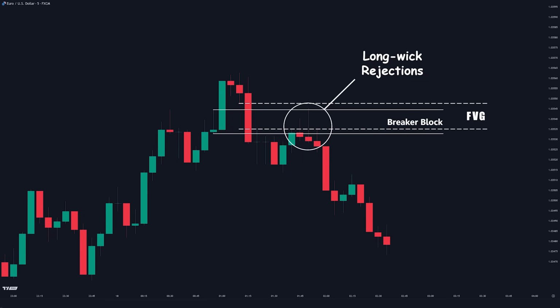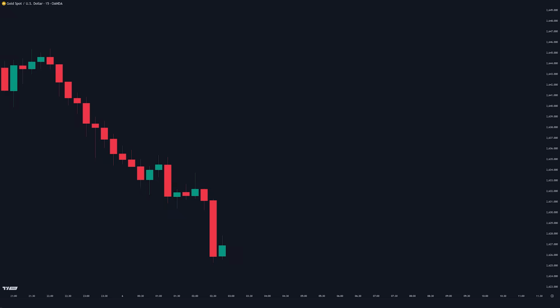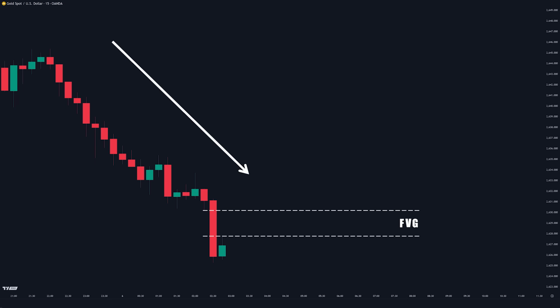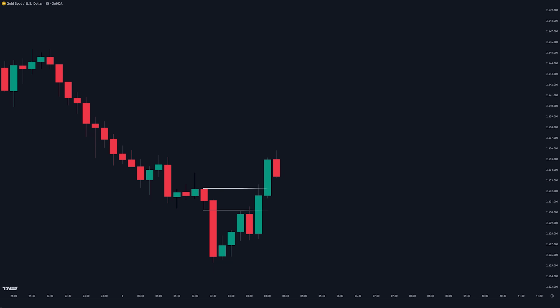Next, let's look at gold on the 15-minute chart. The market is in a strong downtrend, and the most recent impulsive move has created a clear fair value gap, signaling strong bearish momentum. The order block within this retracement zone offers a potential entry point for sellers. However, if the price breaks above this area, it could indicate a shift in market direction and a potential reversal.